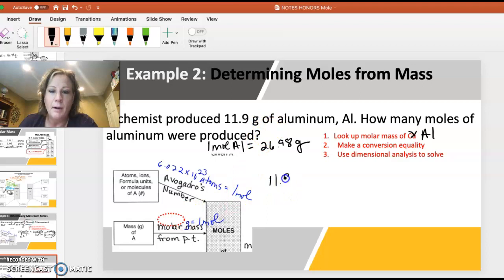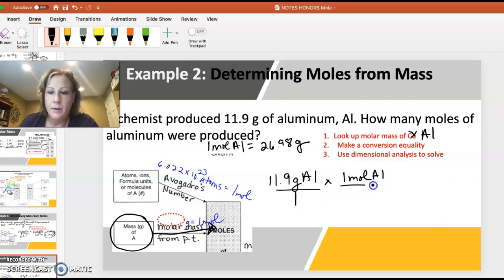So I'm going to start with that number over 1 or not, doesn't matter. So I'm really starting here, and then I'm going to go to moles. So I'm going that way. And when I go that way, I want to put 1 mole on the top and the 26.98 grams on the bottom, because then my grams cancel and I end up with moles. And with 3 sig figs, because I have 3 here, I'm going to get 0.441 mole of aluminum.